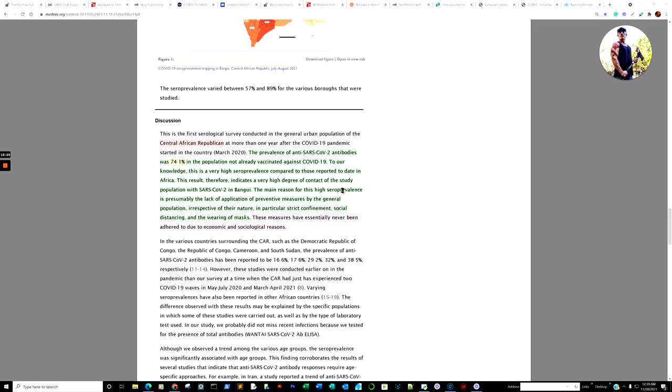The main reason for this high seroprevalence is presumably the lack of application of preventive measures by the general population, meaning no pandemic lockdowns. Irrespective of their nature, in particular strict confinement, social distancing, and the wearing of masks, these measures have essentially never been adhered to due to economic and sociological reasons.